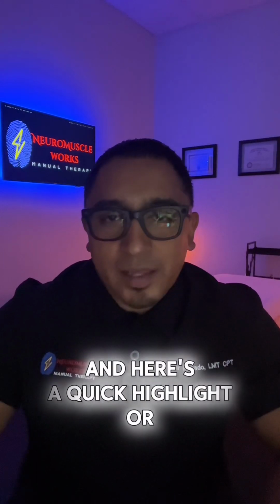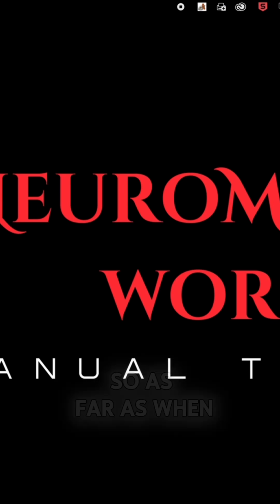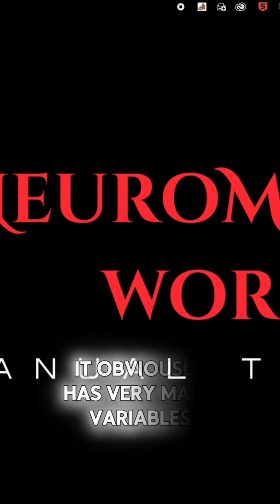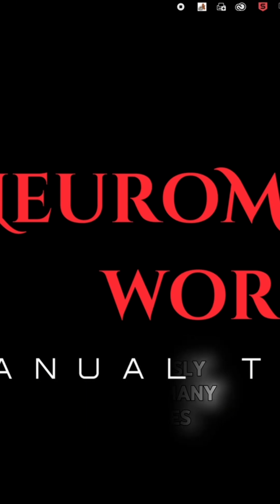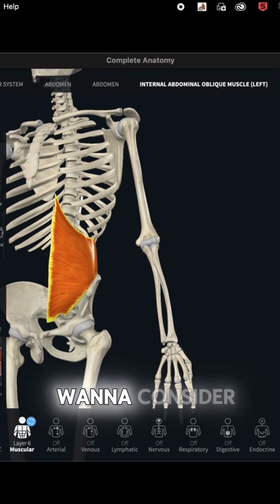And here's a quick highlight, or healing highlights, as we like to call them. We're going to look at the internal oblique and its connection to low back pain. So, when it comes to low back pain, it obviously has very many variables and different approaches that we want to consider.